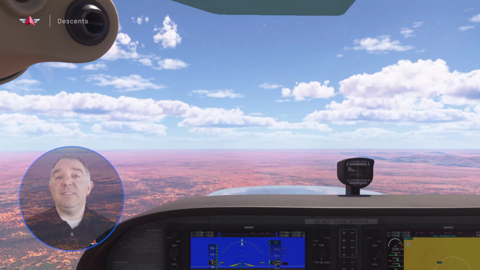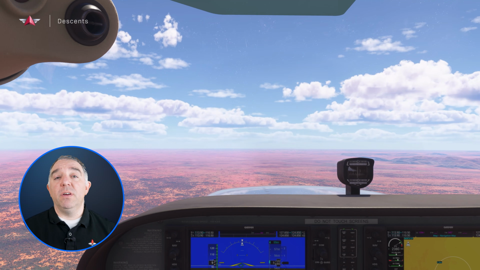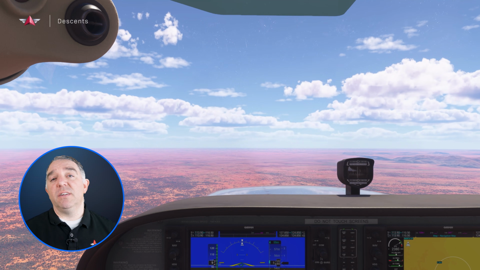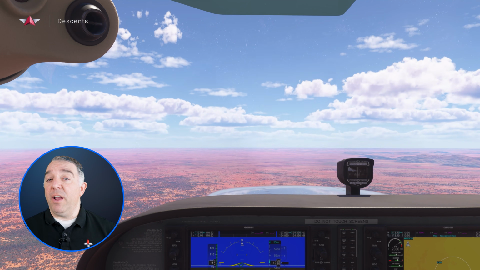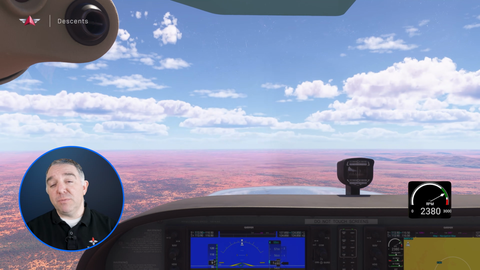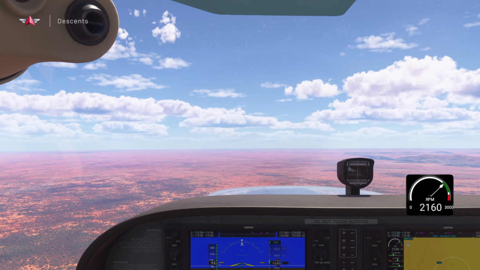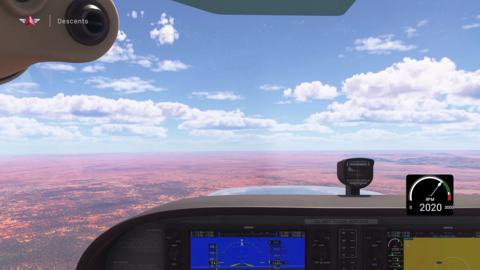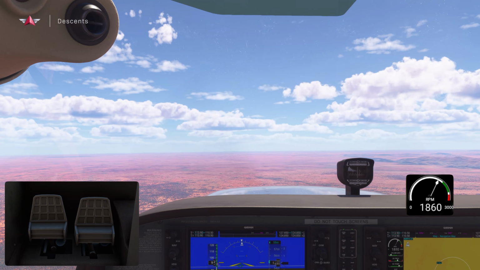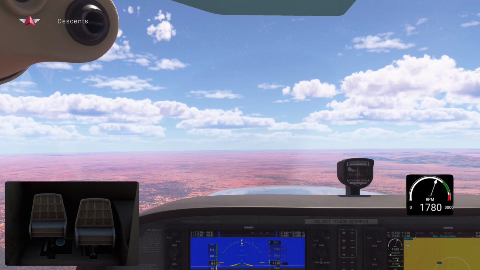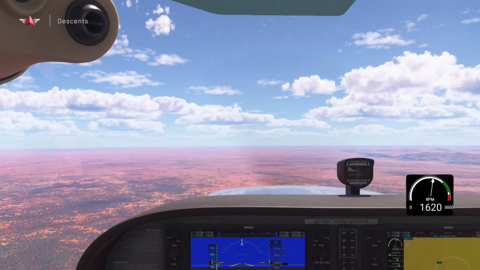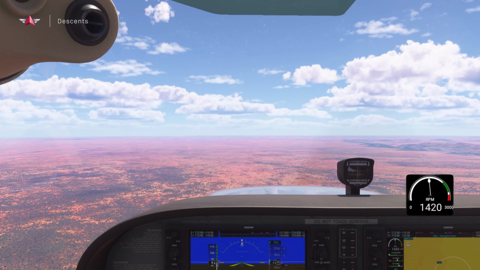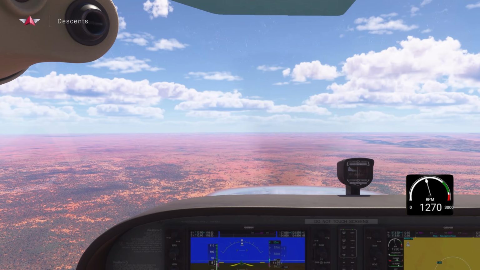Let's see how power-off descents are entered. To enter a power-off descent, first look straight ahead, find your landmark, and reduce power smoothly to idle. As you do, you'll find the reducing slipstream effect forces a left rudder input. The nose is going to want to drop as soon as we reduce power. Our goal is to resist the pitch down moment.